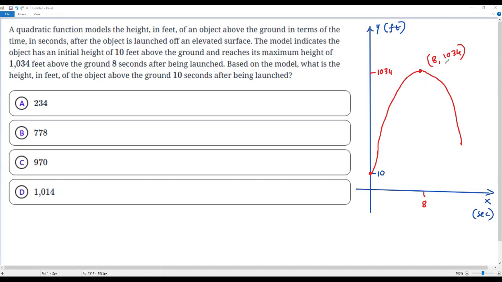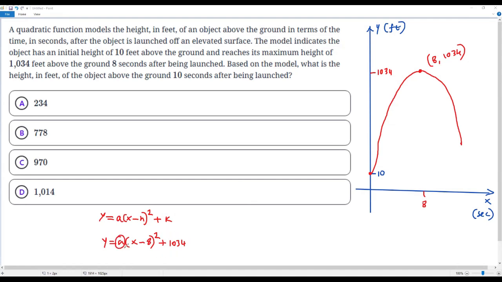So we can write the quadratic function in vertex form, which represents the path of the object. The vertex form of a quadratic function is y equals a times (x minus h) whole squared plus k. Here h is the x-coordinate of the vertex, that is 8 seconds, so (x minus 8) the whole squared, and k is the y-coordinate of the vertex, that is the height 1034. Okay, here the quadratic function is not complete because it contains an unknown constant a.